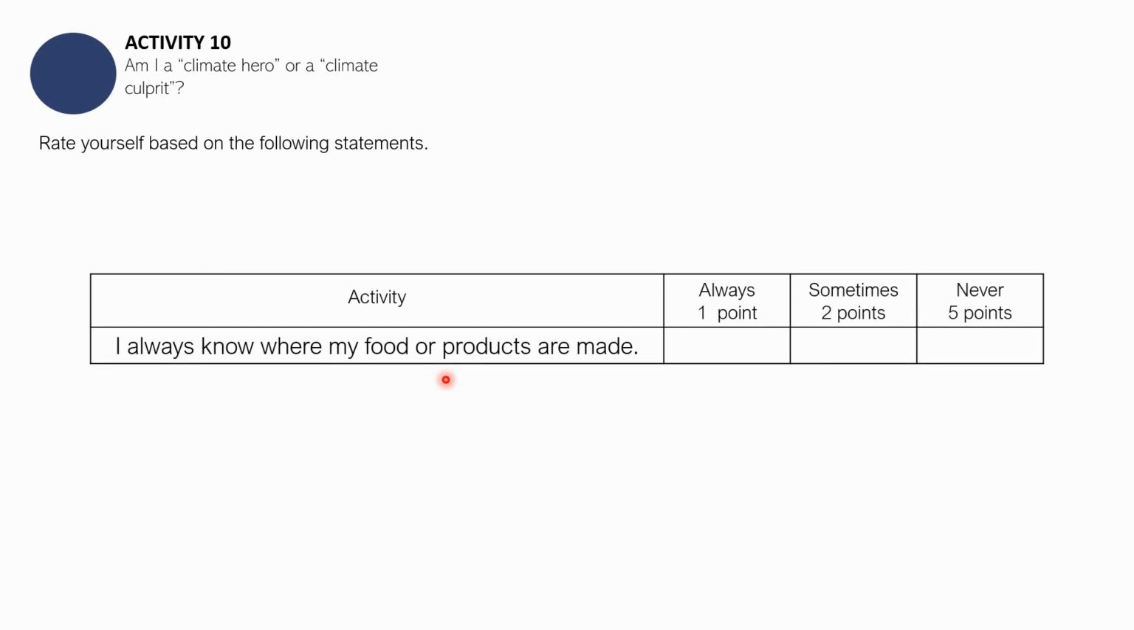Next, I always know where my food or products are made. Yung mga, halimbawa, beauty products na ginagamit mo, yung mga food products na kinoconsume mo, alam mo kung saan sila na-produce. Okay, so, at alam mo na organic sila or GMO sila. Alam mo rin kung anong klaseng company yung nagpo-produce sa kanila.